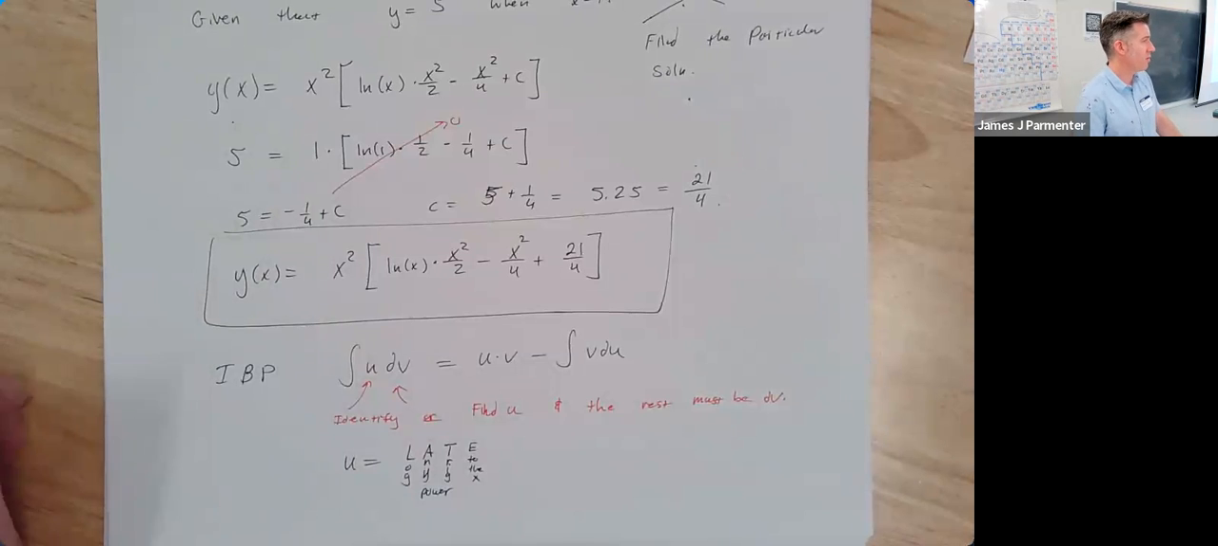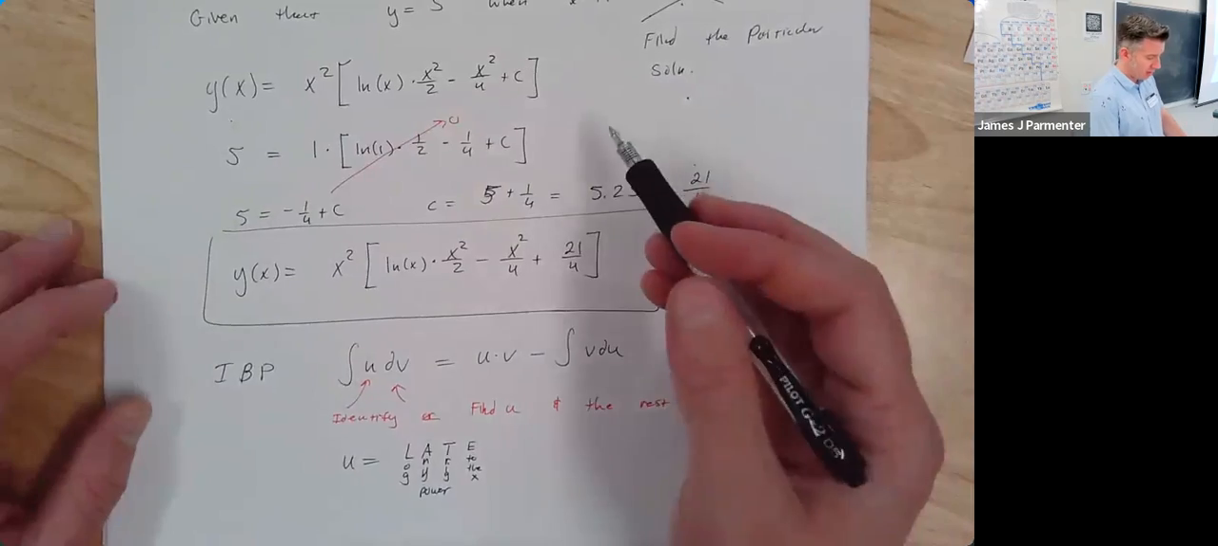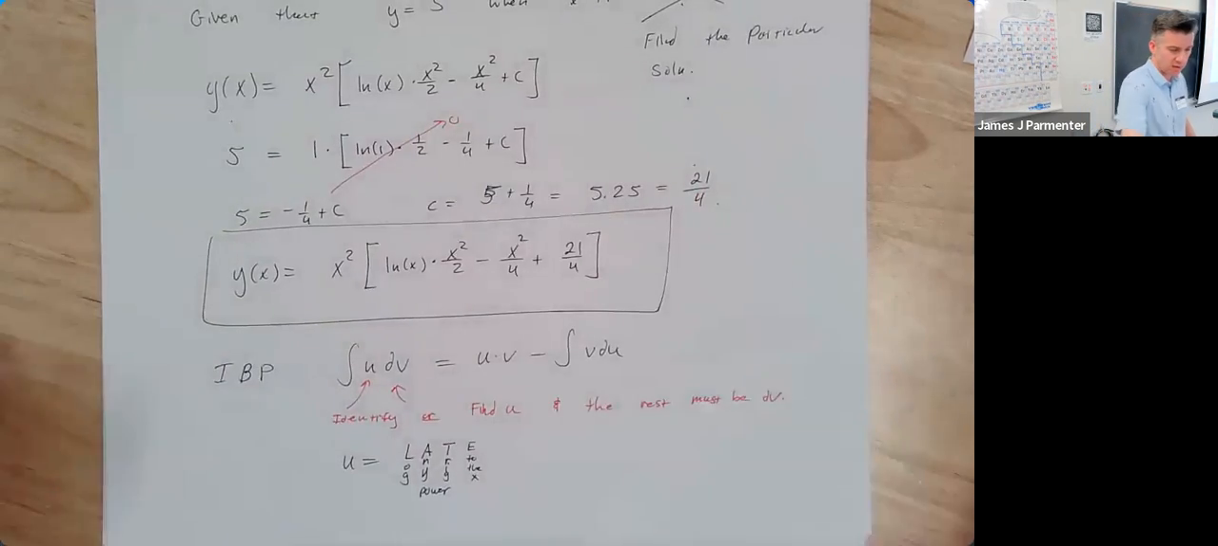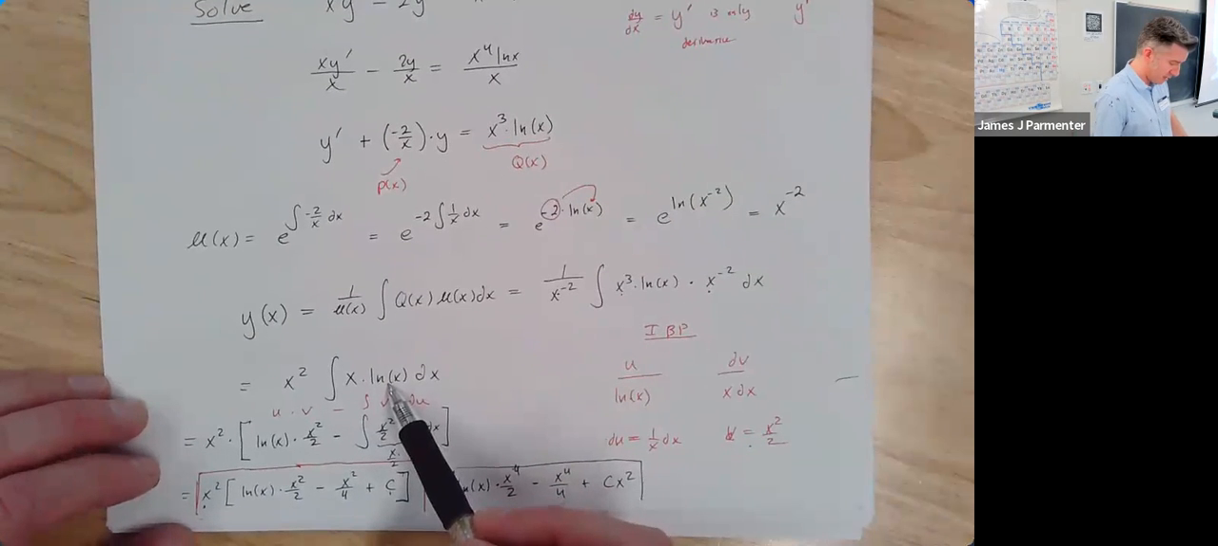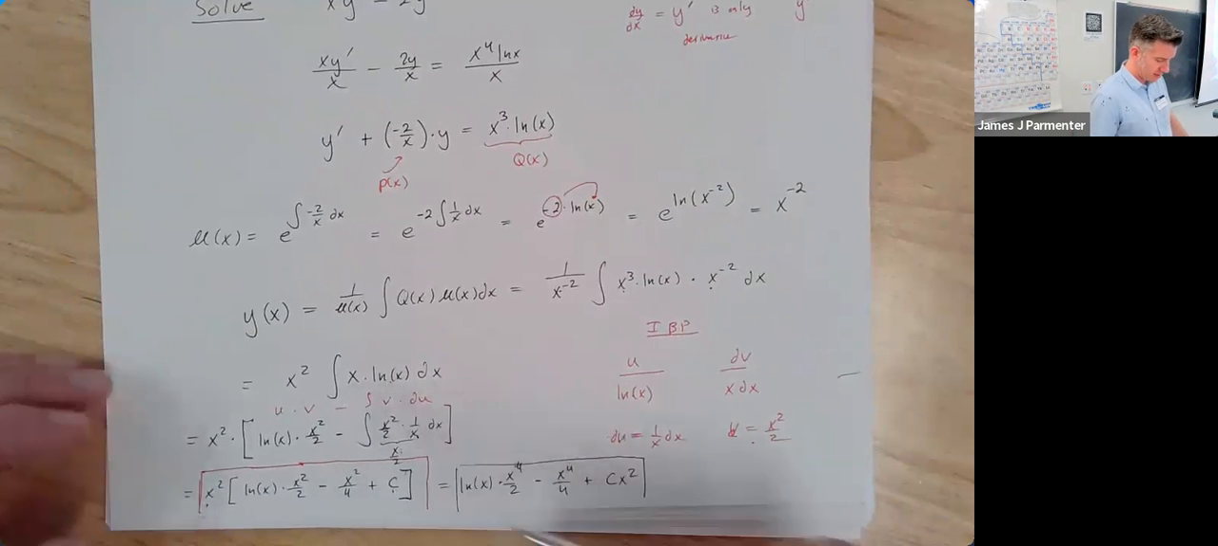If you see a logarithm and you're trying integration by parts, let u equal the logarithm and dv is everything else. Like in this problem, right? In this problem here, u is equal to our logarithm and dv was equal to everything else, x times dx.